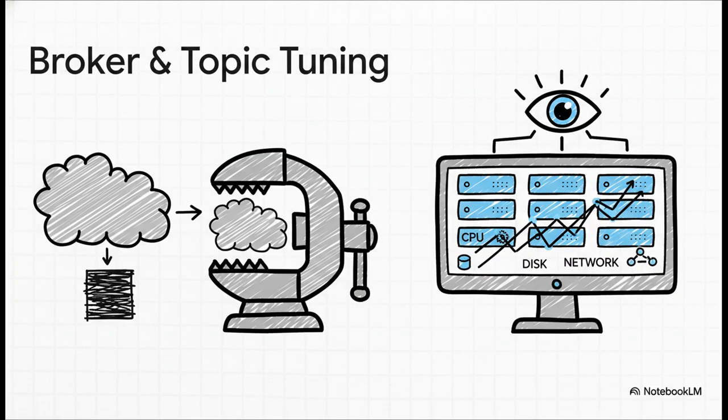But it's not just about adding more hardware. You can optimize what you already have. Enabling log compression on your topics can drastically reduce how much disk space and network traffic you're using.